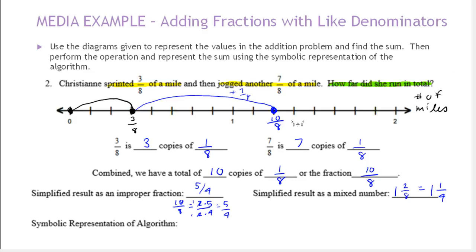Now, let's see how we'd write this with the algorithm. We have 3/8 plus 7/8. We add the numerators. We do not add the denominators. We keep the denominator. That's the size of each of these pieces, which didn't change. And we have 10/8. Then we can rewrite that as an improper fraction as 5/4, as we've already done, or as a mixed number, which is 1 1/4. And since it's an application, we'll write that our answer was in miles.